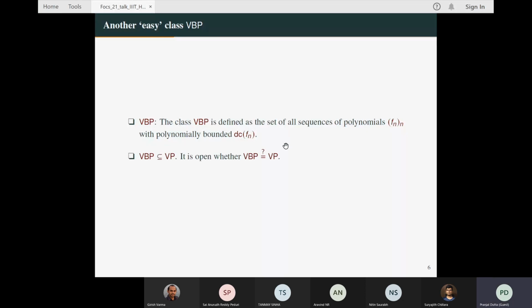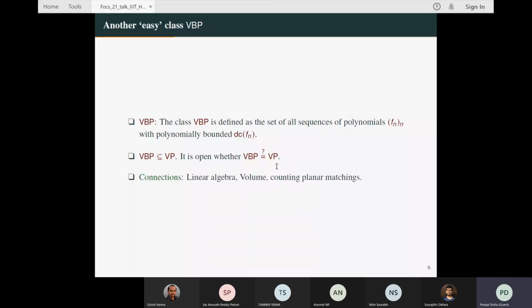Okay. And you can show that determinant has a small size circuit. Symbolic determinant has a small size circuit. So that means this VBP is actually inside VP. And it is open to prove whether VBP equals VP or not.